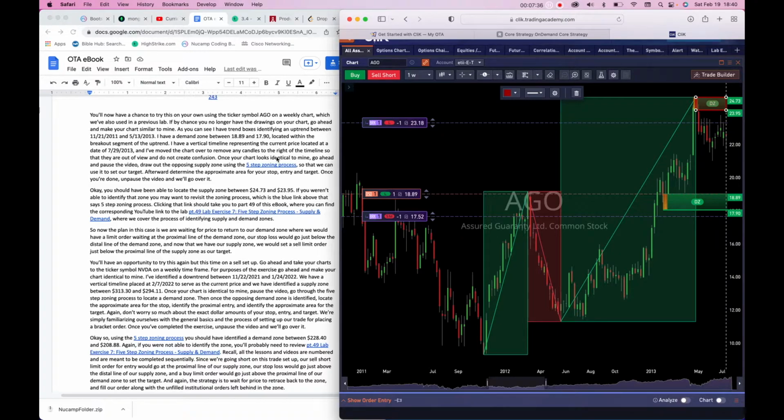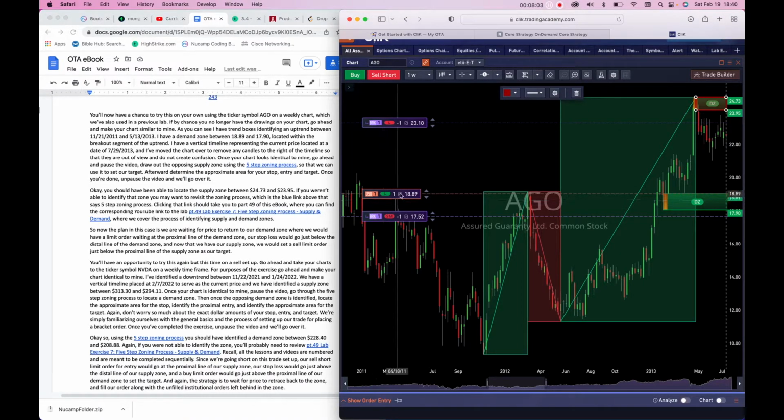So now the plan in this case is we are waiting for price to return to our demand zone, where we would have a limit order waiting at the proximal line of the demand zone. Our stop loss would go just below the distal line of the demand zone. And now that we have our supply zone, we would set a sell limit order just below the proximal line of the supply zone as our target.